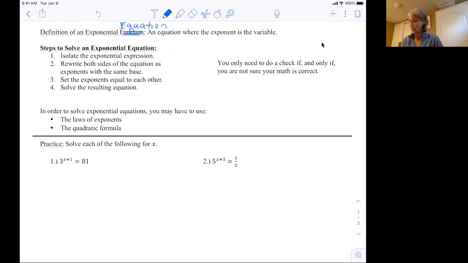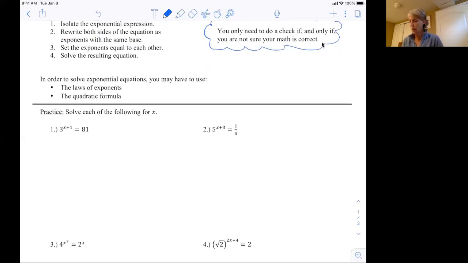We're going to isolate the exponential expression, rewrite both sides of the equation as exponents with the same base, set the exponents equal to each other, and then solve the resulting equation. Basically, with these types of equations, you only need to check your answer if you're not sure your math is correct. And in order to solve these, you may have to use either the laws of exponents or the quadratic formula. So we're going to deal with this.